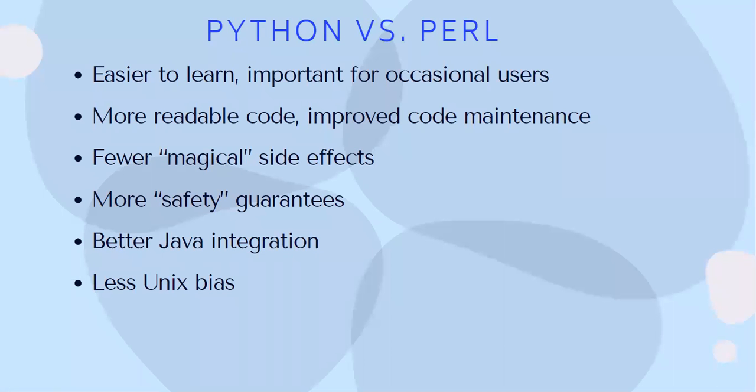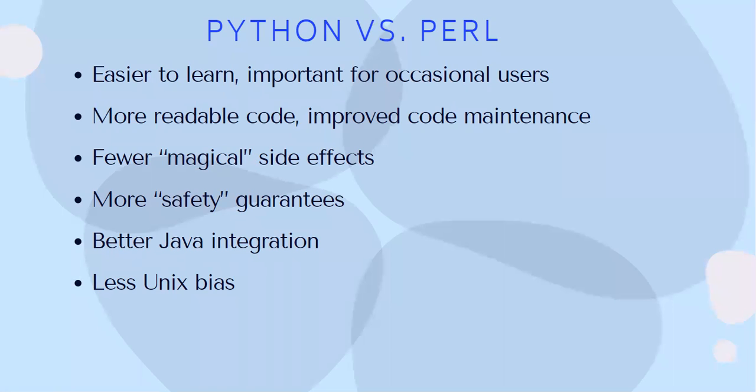So, just a brief difference between Python and Perl. Python is easy to learn and important for occasional users. I mean, if a person is not a hardcore programmer, and is only occasionally writing code, then Python is a good-to-go language. Python is more readable as compared to other languages, it has fewer magical side effects, it guarantees safety, and it has better Java integration than Perl.